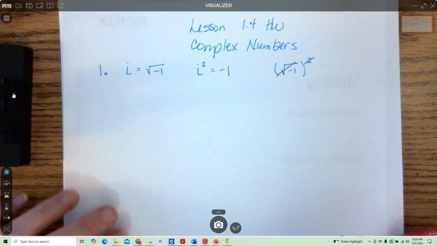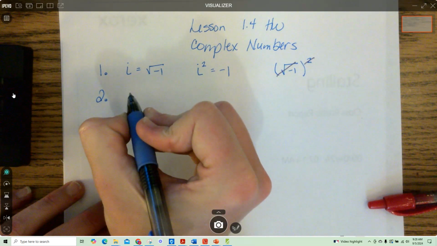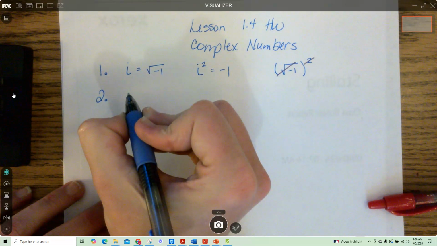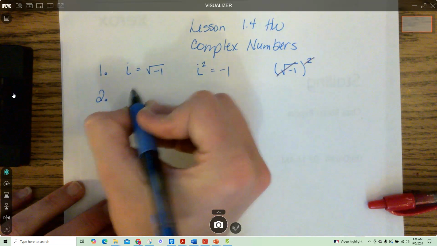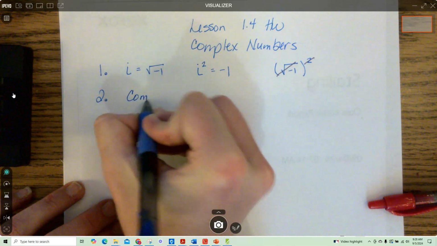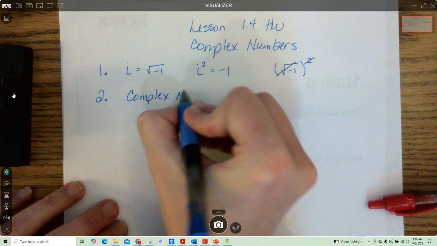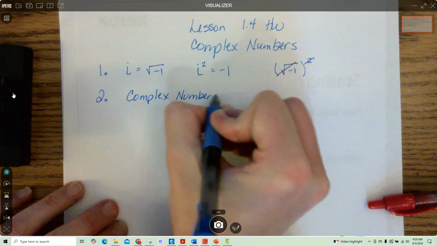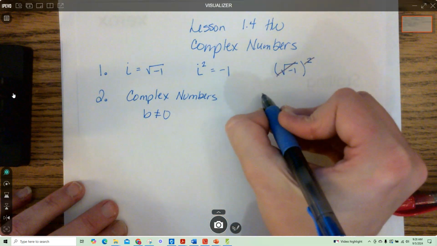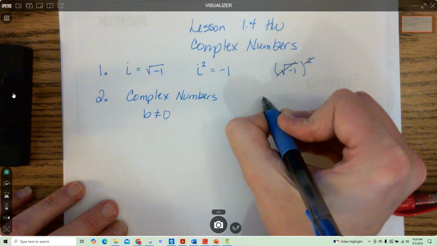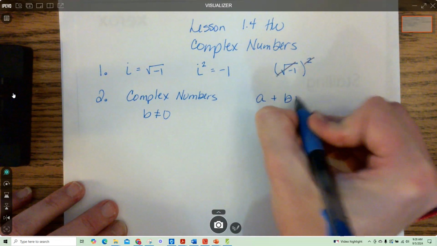All right, number two. The set of all numbers in the form of a plus bi is called the set of blank numbers. It's imaginary or complex? I think it's complex. Yeah. If b does not equal 0, then the number is also called a blank number. Okay, wait, so what's the format again? A plus bi.